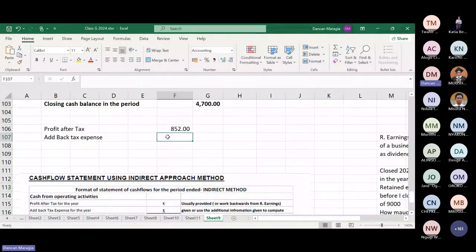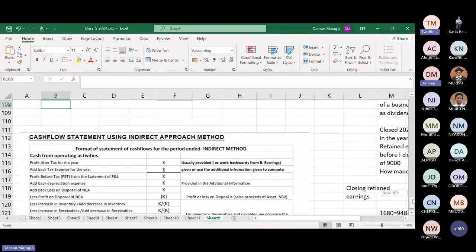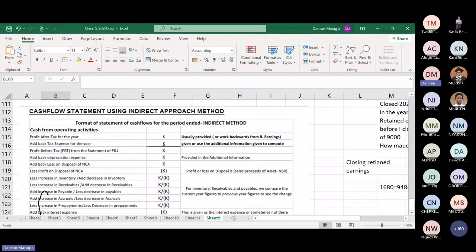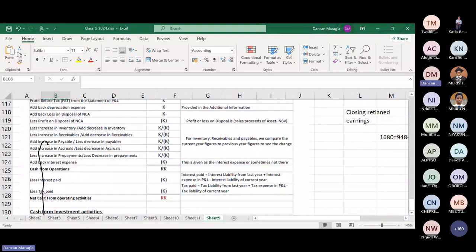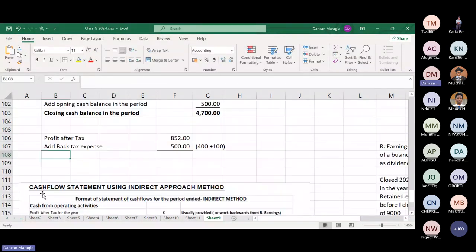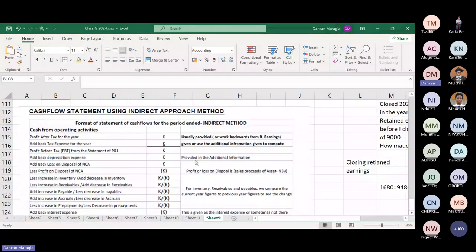Why am I adding back my tax expense of 500, which was 400 plus the 100? I want to find my profit before taxation. The reason is I'm going to deduct tax paid down there. So I must get my profit before tax as a non-cash item that is being accounted for. Then I'll come and deduct the tax paid, because in the statement of cash flow, what I'm interested in is the tax paid. So once I have got my profit before tax, then now I can start.